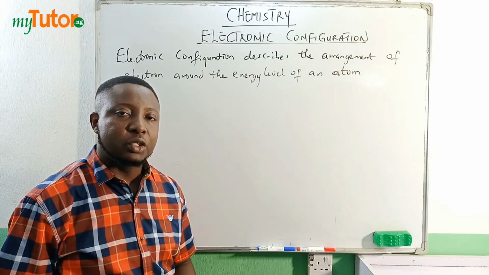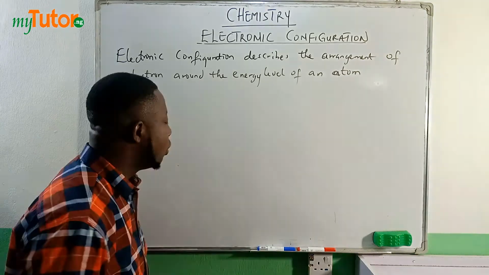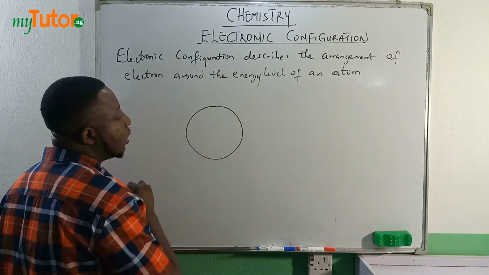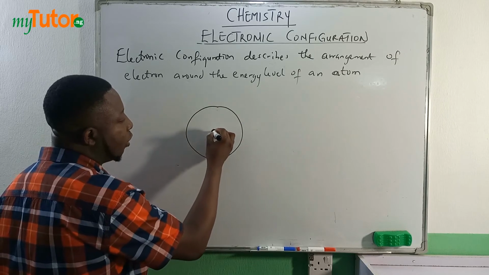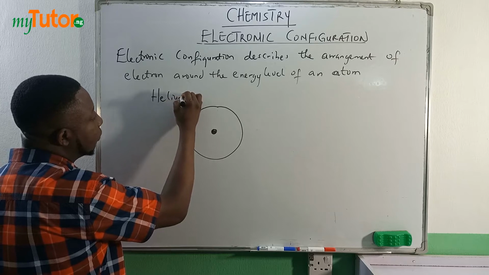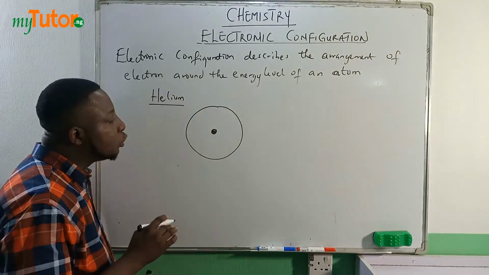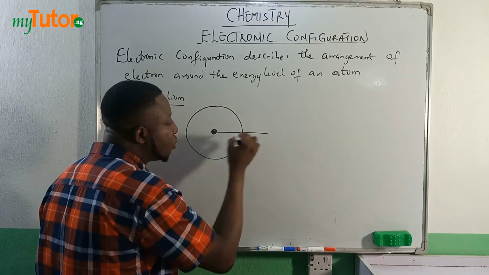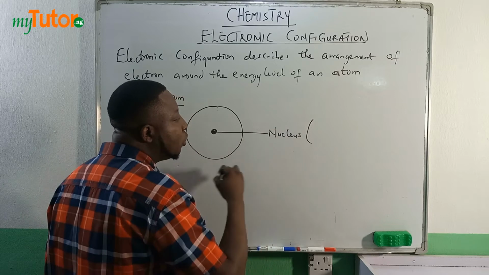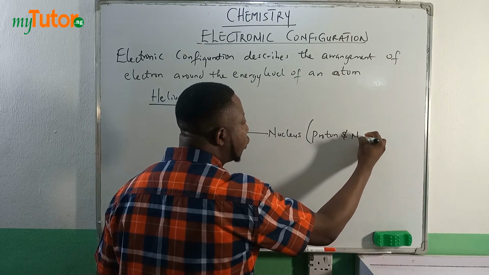We say that an atom consists of proton, neutron, and electron. So let's consider this structure. This is the structure of an atom. Let's call this atom helium atom. The proton and the neutron are found at the nucleus. So this is the nucleus of the atom, and in this nucleus is where you will find the proton and neutron.